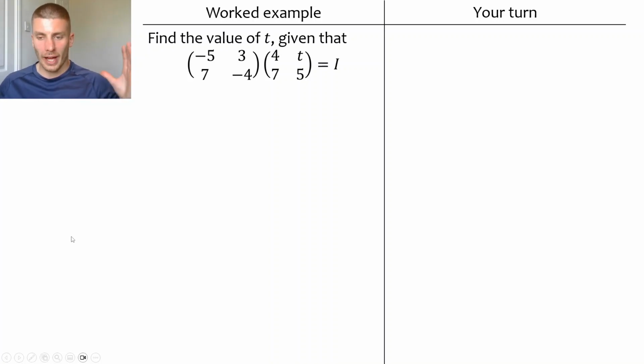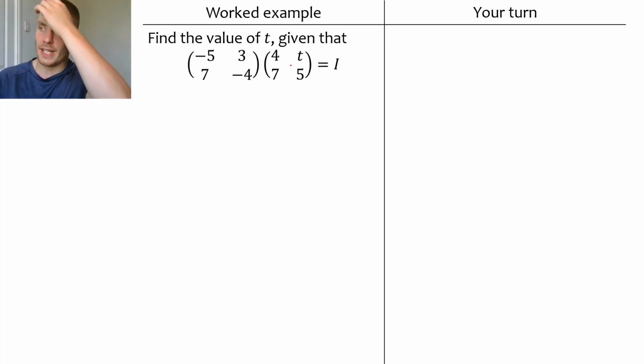Okay, on to a quick video looking at multiplying matrices again, but this time where the identity matrix is involved. But there's nothing crazy going on here at all, as you're going to see. Now the question says find the value of t, given that these two matrices multiplied give you I. Now, we know that this is the identity matrix because I is what we give it as.